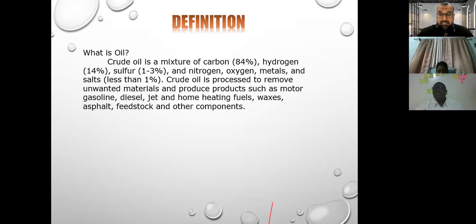So the process itself in the oil and gas industry, most of the industry, starting from the upstream, midstream, downstream, is to remove these unwanted materials from the oil, so that it will be able to be used, as I said, for the market.